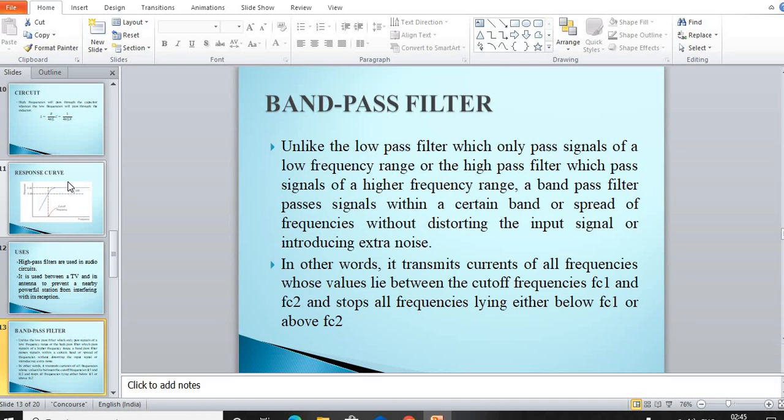In other words, it transmits currents of all frequencies whose values lie between the cutoff frequencies Fc1 and Fc2 and stops all frequencies lying either below Fc1 or above Fc2.